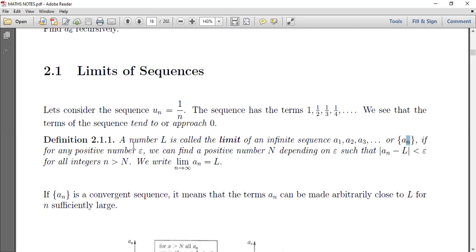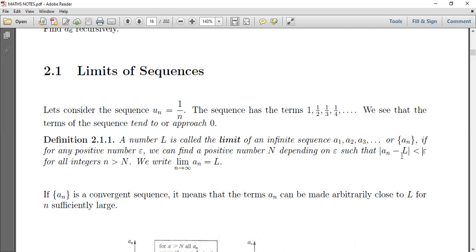If for any positive number epsilon, we can find a positive number N, which depends on epsilon, such that the modulus of an minus L is less than epsilon for all integers n greater than N. And we write this mathematically as the limit as n approaches infinity of an is equal to L. What we are simply saying is, if a sequence is approaching a limit, then there is a number N such that if you subtract the limit from the nth term of your sequence, you get a very small number which is less than epsilon.